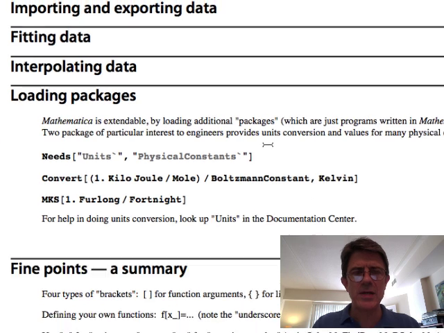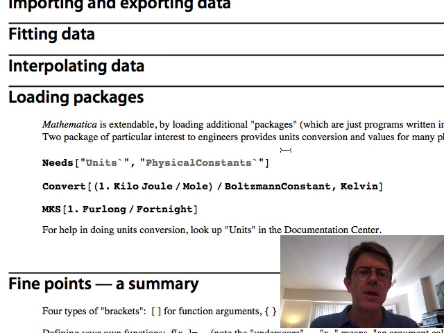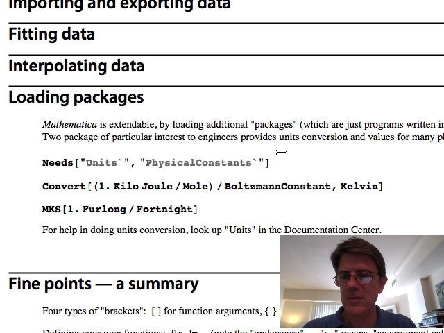Now Mathematica wakes up knowing a lot, but not everything that it could possibly know. It's extendable by loading additional packages, which are, as it turns out, just programs written in the Mathematica language. Two packages that I find really useful and that I think are of continuing usefulness to scientists and engineers provide units conversion and also the accepted values for many physical constants. And so the way you load those is something called needs. And the packages have this funny syntax for the naming.